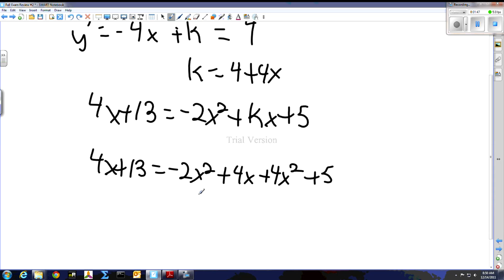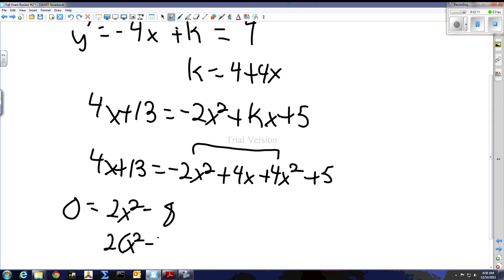We've got a quadratic, so we need to get everything to one side. So I'm going to leave the 0 over here, and I'll have 2x squared combining these two terms. When I take the 4x over, it goes away completely, so I'll have no x's, and I'll have 5 minus 13 minus 8, 2x squared minus 8. When is that equal to 0? We can factor out a 2, and we get x squared minus 4, which gives us x equals plus and minus 2. Well, that's what x is.